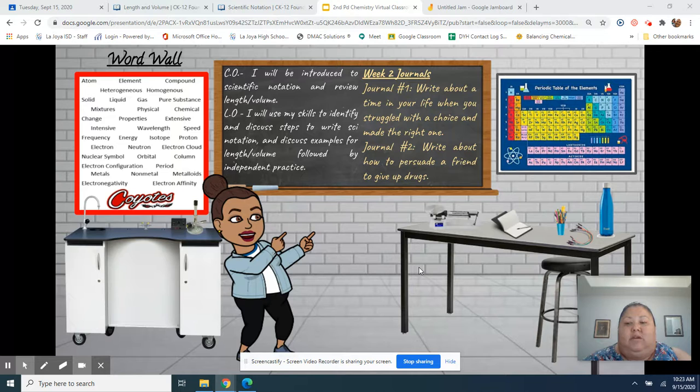And every day we write a journal. And it's an easy grade. All you got to do is write 4 sentences. Don't forget, you have journal 1 from yesterday, journal 2 from today, and on Friday you'll be turning all 5 in.